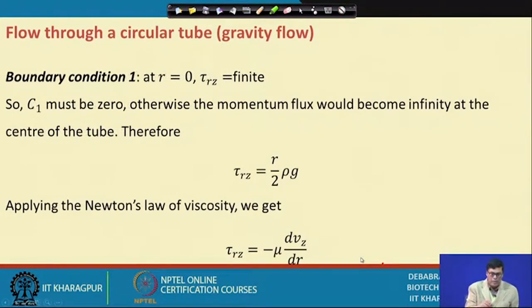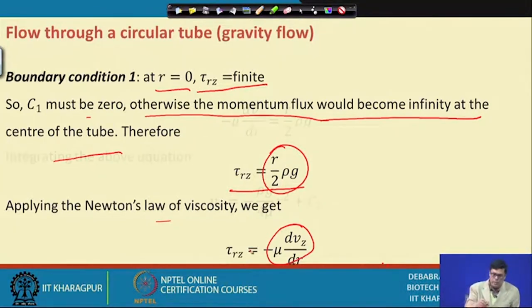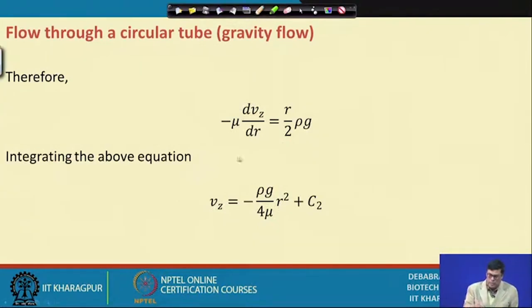Now, for flow through the tube, we can find the boundary conditions like this: at r equal to 0, tau rz is finite, as I told you, and C1 must be equal to 0, otherwise the momentum flux will be infinity at the center of the tube. Therefore, we can write tau rz equal to r by 2 into rho Z. Applying Newton's law of viscosity, we can write this equal to that, which we have already seen. That is exactly what we have shown here.